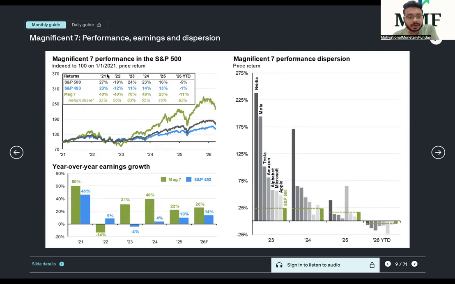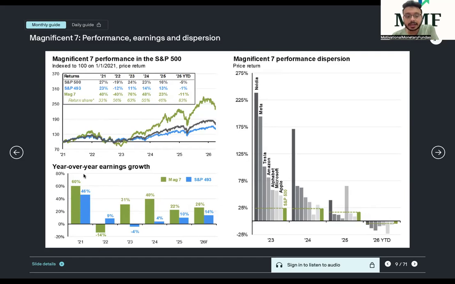It peaked somewhere in 2021. And from there, the returns have come down or have become flattish. For the Magnificent 7, see, it peaked at 40%. We are down to 23% as of now. 2026 YTD, Jan to April as of now, it stands at negative 11%. S&P 493, it peaked at 23%, again down to 13%.